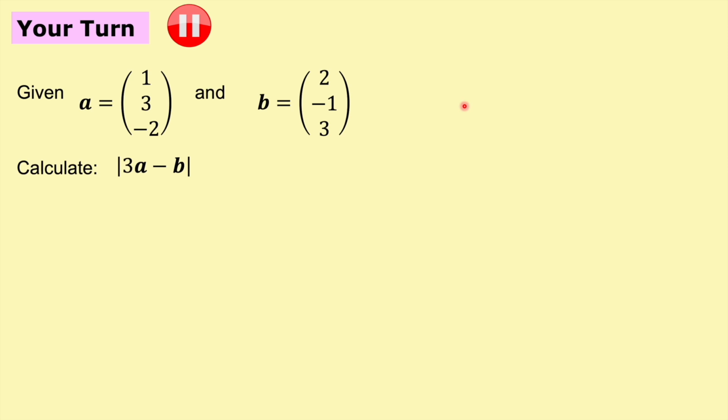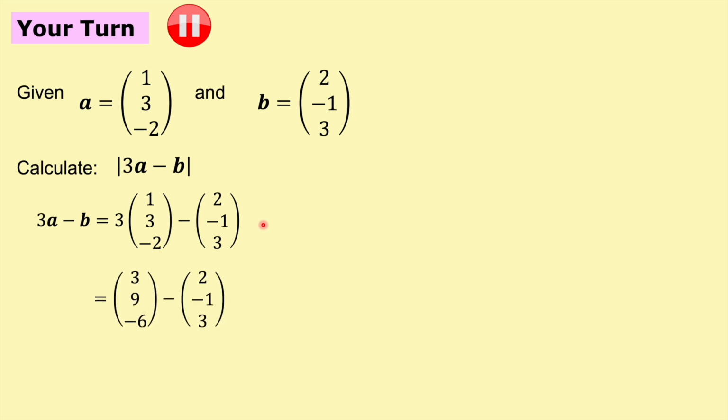Okay, so first thing we need to do is calculate 3A subtract B first. So 3 times vector A subtract vector B. We're not multiplying that by anything. So 3 times 1 is 3, 3 times 3 is 9, 3 times negative 2 is negative 6, subtract vector B, which is not changed. So then 3 subtract 2 is 1, 9 subtract negative 1 is 10, and then negative 6 subtract 3 is negative 9.